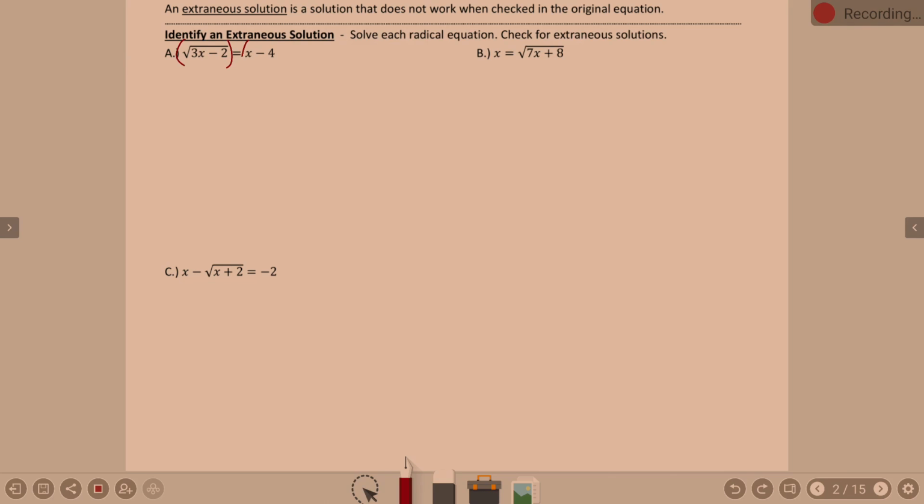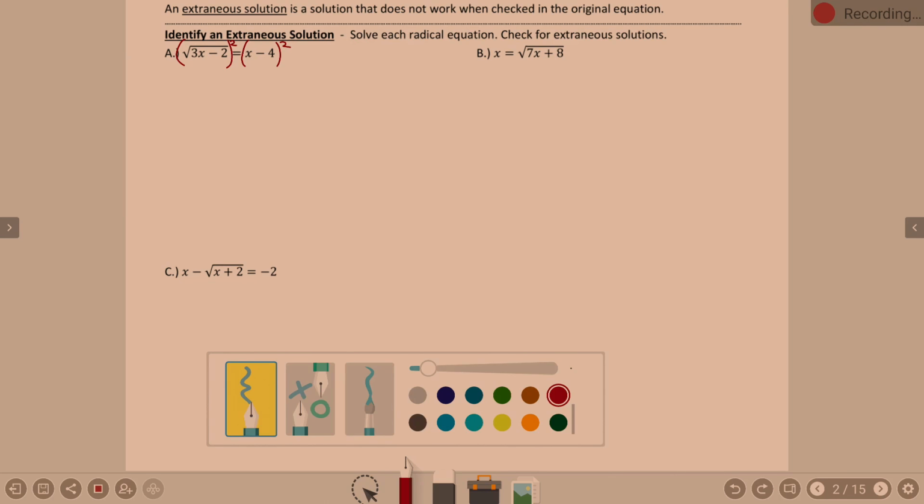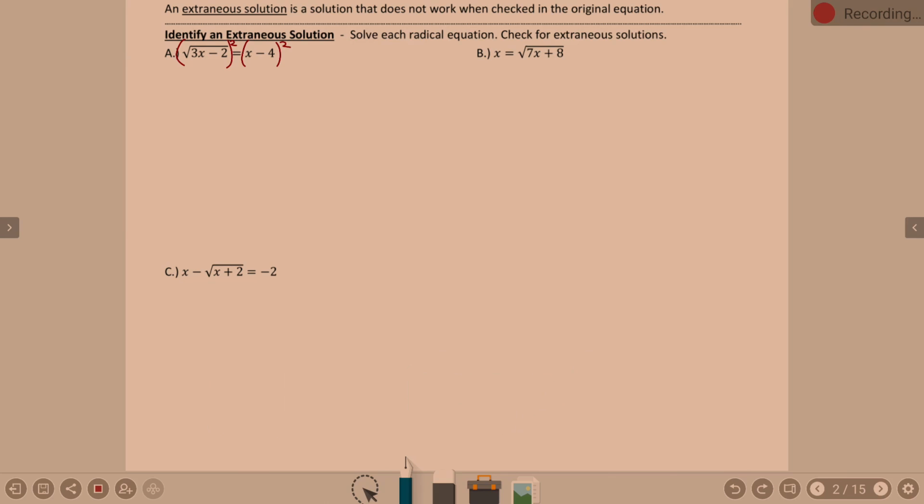Get rid of that radical. How do you get rid of a square root? You're going to square it. Okay. On the left, what happens when we square the square root of 3x minus 2? We're going to get 3x minus 2.